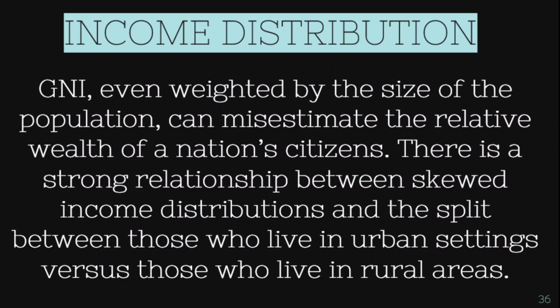Minsan kasi sa GNI, ang nakukuha lang niya ay yung mga majority, which is sa mga nasa city. Pero we have to understand that there is a strong relationship between skewed income distributions and the split between those who live in urban settings versus those who live in rural areas. There is a huge difference sa income distribution when it comes to rural and urban areas. Imagine, 'di ba magkaiba yung minimum natin kapag nandito sa city and minimum ng mga nasa province. So that is already an unequal income distribution.